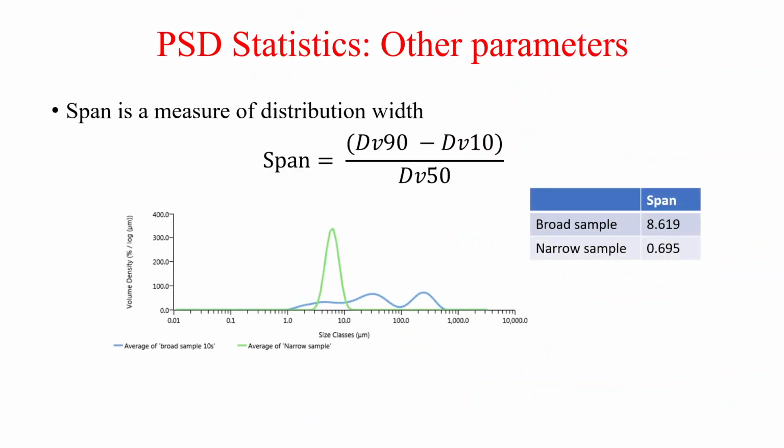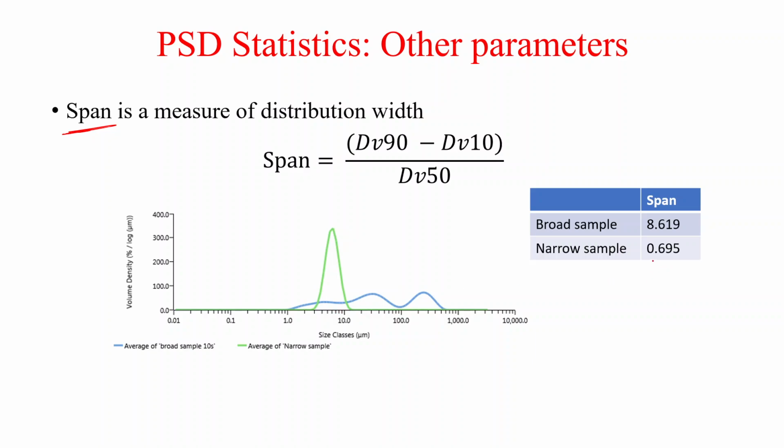Now coming to another parameter which is known as span. This is the span which is indicating the distribution of the particles, or the variation in the size of the particles. So span means if more span value is there, then more variation in the particles. So here we can say that for the blue sample we have a broad value of the span, whereas for the green color sample we have the lesser value of the span.